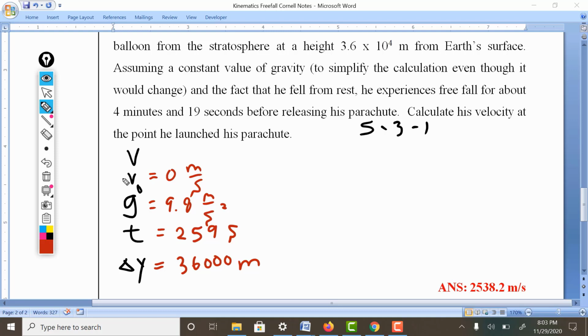He started from rest, right? He just leaped. He didn't even leap, he just kind of just tipped over. So V naught is 0. We'll assume the gravity is 9.8, although at that elevation it is a lot lower. Okay, but we're simplifying the problem for you.